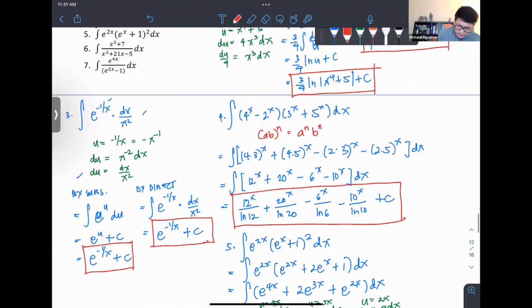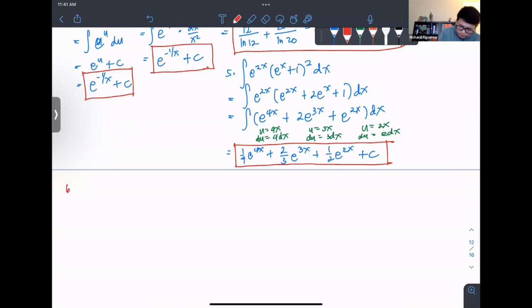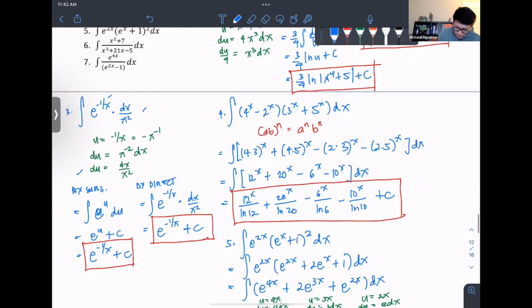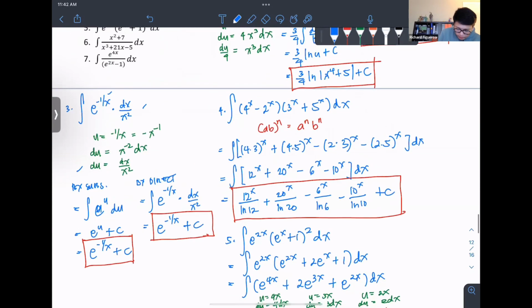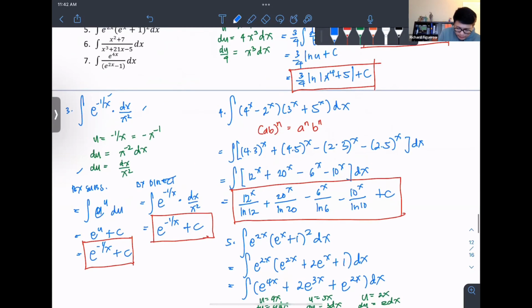For number 6, the integral of (x^2 + 7) all over (x^3 + 21x - 5).